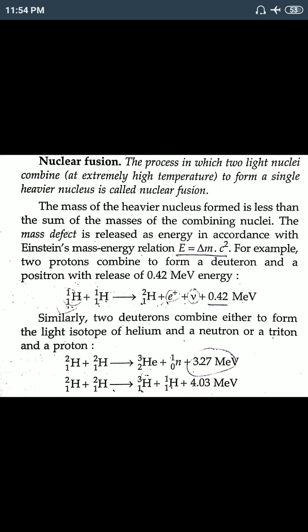Similarly, if two deuterons combine with each other, they form an isotope of helium and a neutron, or a triton and a proton, and some amount of energy is also released. These are examples of nuclear fusion.